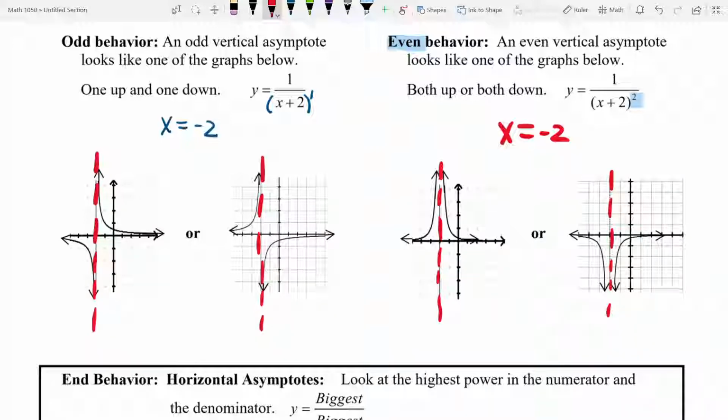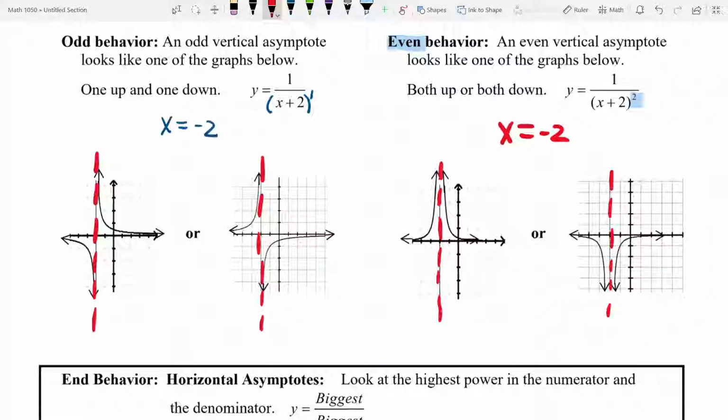This time it's even. Okay, everybody look right here. Eyes up for me, okay? Here's the asymptote, here's the graph. Even exponent, even number of x plus 2's means it comes like this, and they're going to go the same. So they're both going to go up, or as it approaches it from each side, they're both going to go down. Who says I understand? Raise your hand. Okay, good.